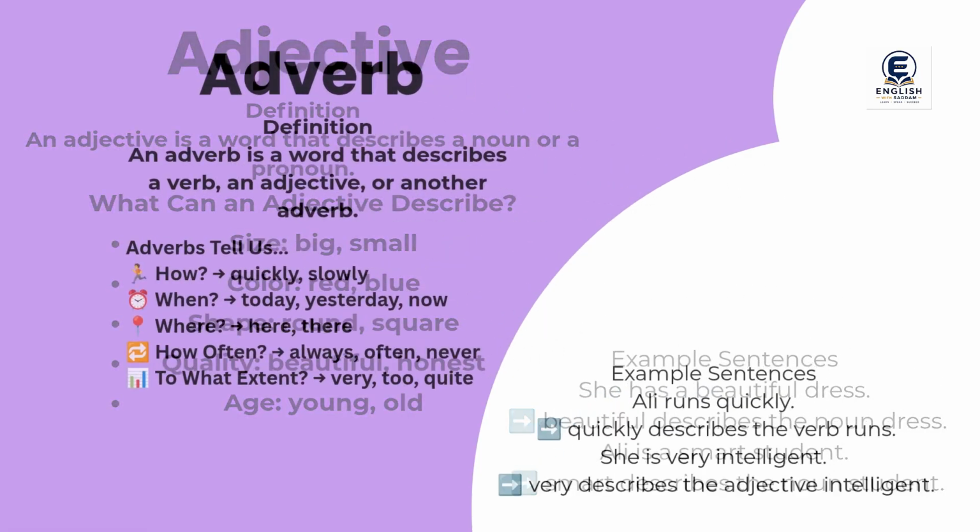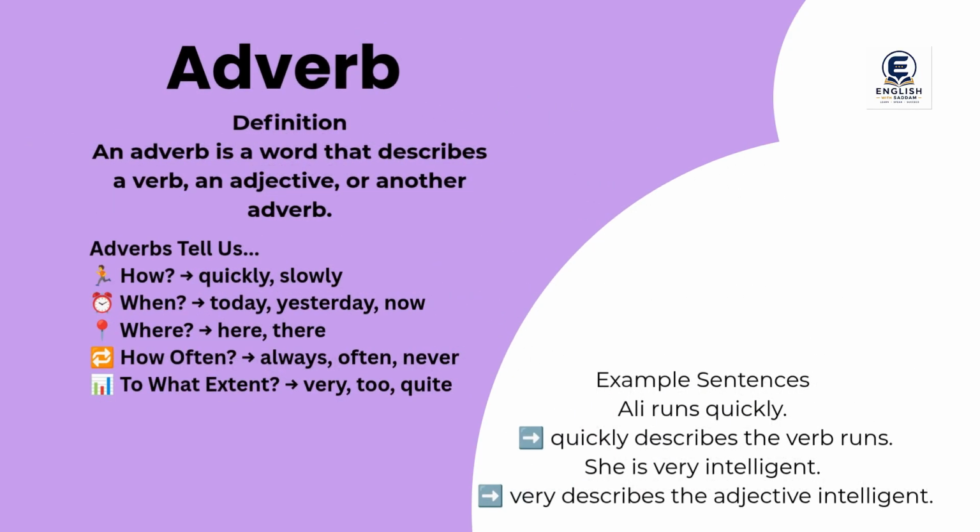The fifth part of speech is the adverb. An adverb gives us more information about a verb, an adjective, or another adverb. It can tell us how, when, where, how often, or to what extent something happens.